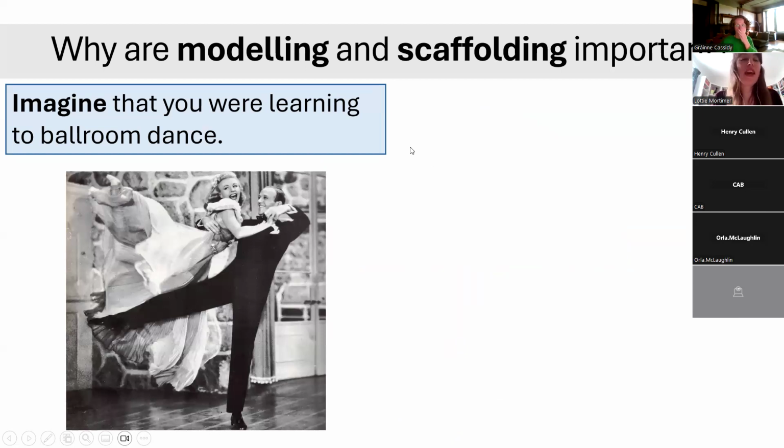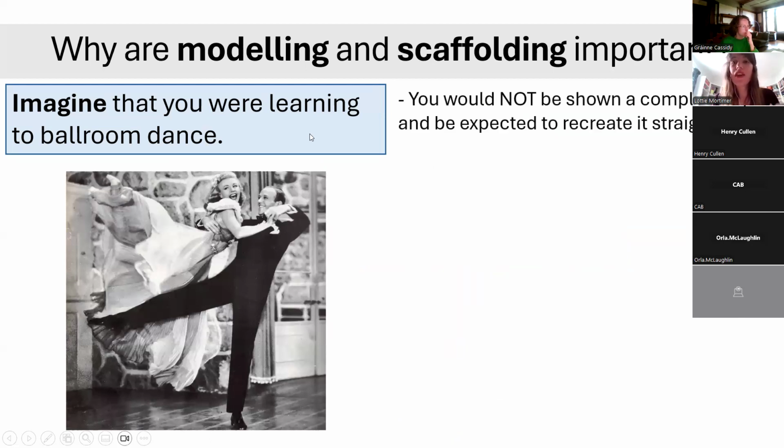Another analogy: imagine we weren't teaching Latin or Greek. Imagine you were learning to ballroom dance instead. One thing that would not happen is you being shown an elaborate, complex step, I don't know, some strange lift, and being expected to recreate it straight away. So why do we sometimes do this in our classroom? Here's a complex construction, go do it.